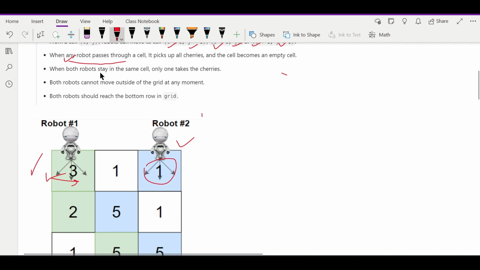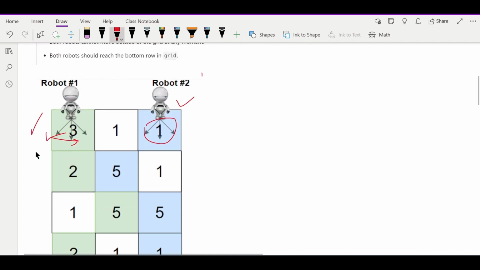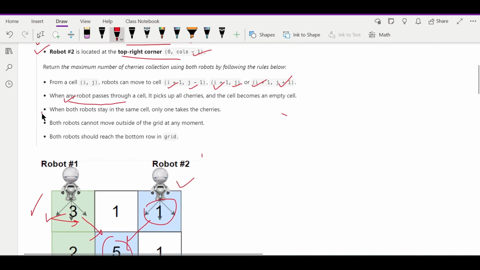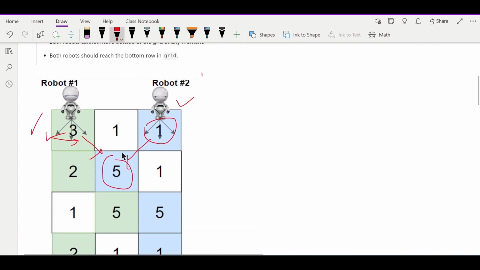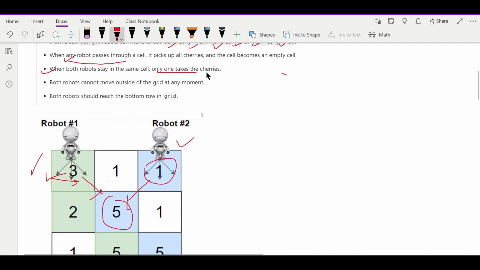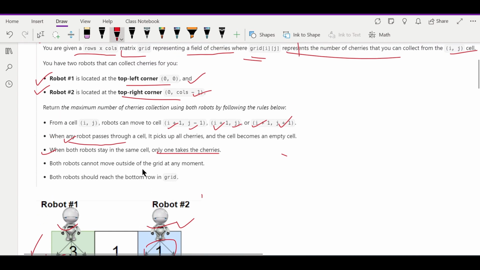The third point is when both robots stay in the same cell, only one takes up the cherries. For example, let's say both the robots came here. The third point says that when both the robots are on the same cell, only one of the robots can take the cherries. For example, if both the robots are here, then you will count 5 cherries only once, which means only one of the robots will be able to pick up these cherries.